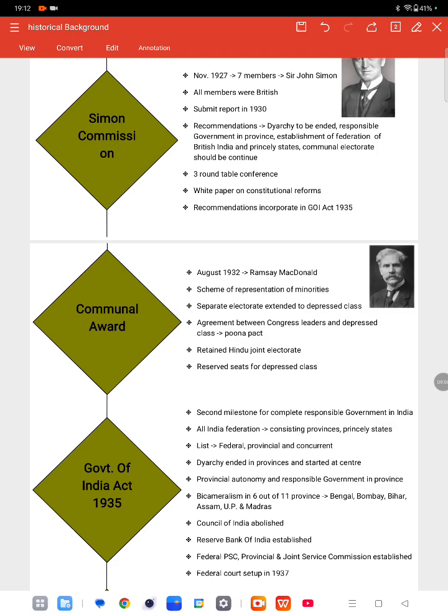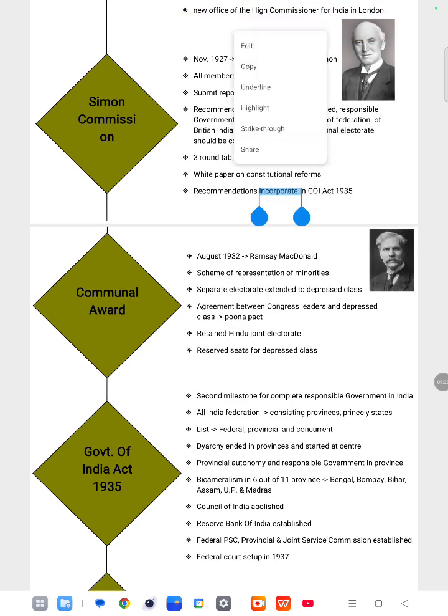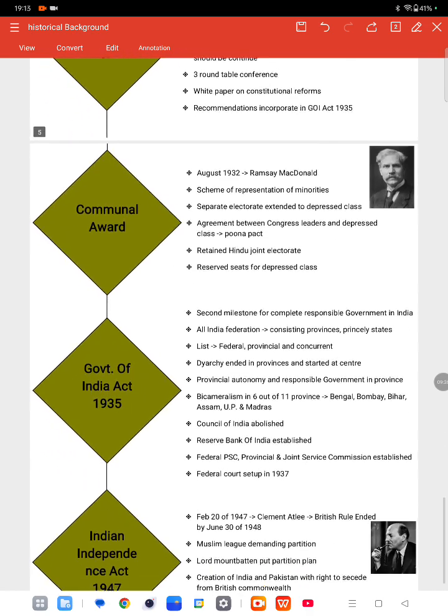Recommendations were that diarchy be ended, responsible government in provinces, establishment of a Federation of British India and princely states, and that the communal electorate should be continued. Three Round Table Conferences were conducted here. A white paper on constitutional reforms was created. The recommendations were incorporated in the Government of India Act 1935.